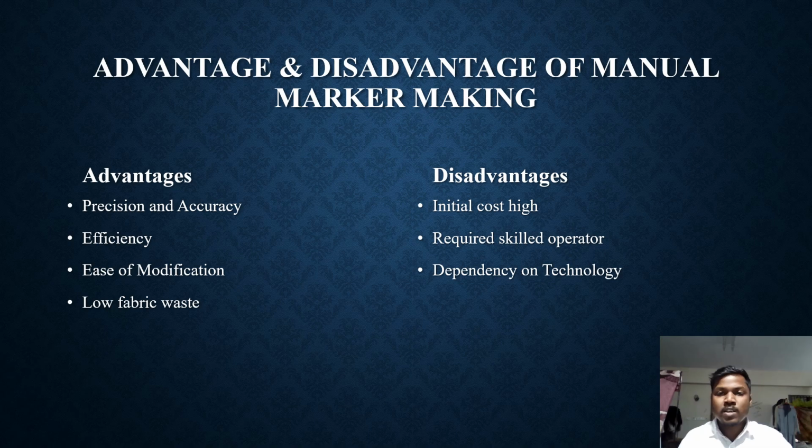Advantages and disadvantages of manual marker making. Advantages: precision and accuracy. Manual marker making allows careful adjustment, leading to high accuracy in pattern placement. Efficiency: proper manual techniques can achieve efficient fabric utilization. Ease of modification: changes in pattern can be easily implemented. Low fabric waste: when done skillfully, it minimizes fabric wastage.